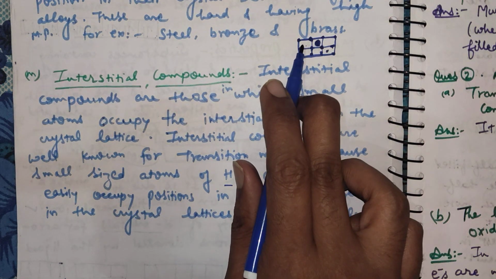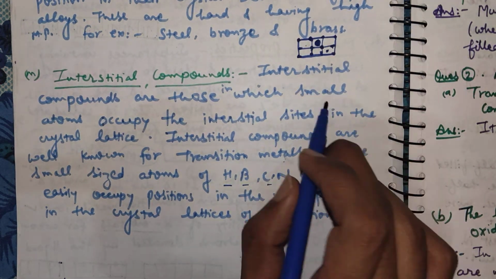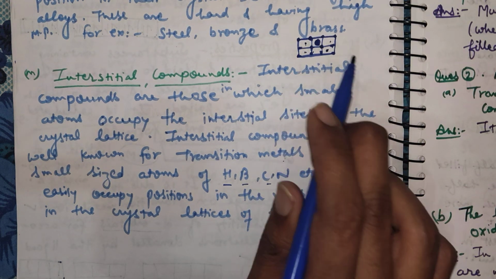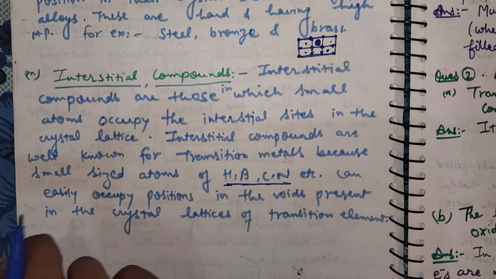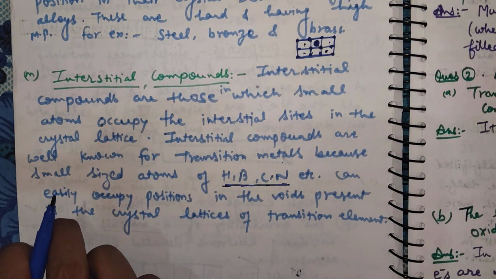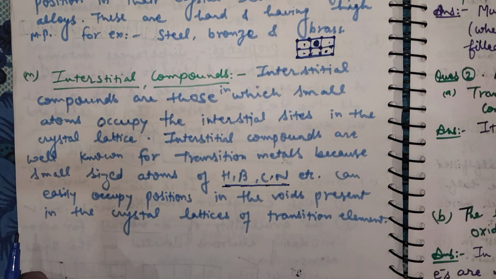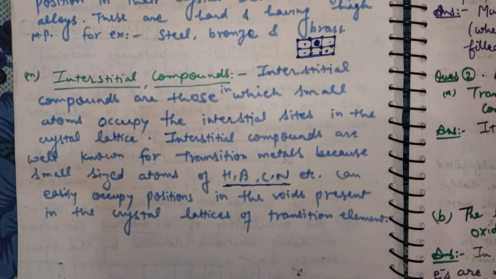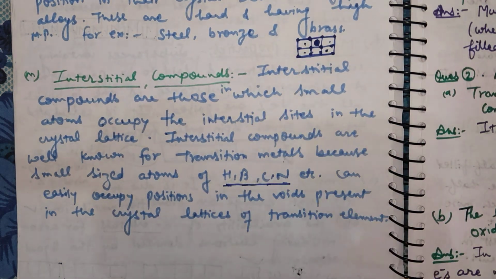This is the transition element crystal lattice structure. If the interstitial sites, these vacant sites, are occupied by hydrogen, boron, carbon and nitrogen, they occupy easily. So this is the reason for alloy formation and also for interstitial compounds in transition elements, from the study of these crystal structures. So in this way we have studied the main properties of transition elements.